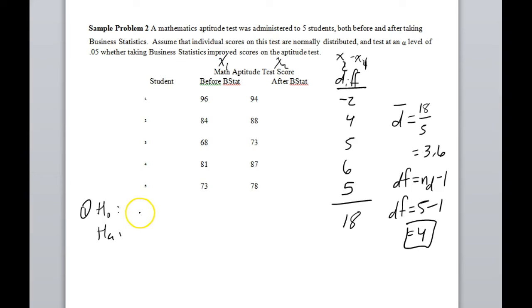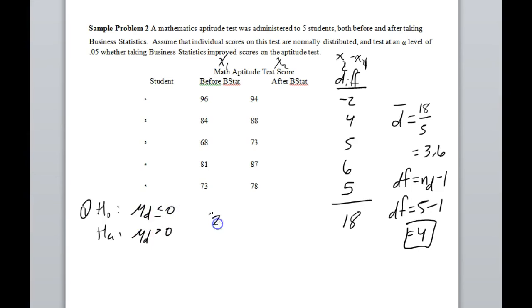All right. So a mathematics aptitude test was administered to 5 students both before and after taking business stats. Assume that individual scores on this test are normally distributed, and test at an alpha level of 0.05 whether business statistics improve scores on the aptitude test or not. So we want to know, did it improve scores? Our alternative hypothesis, we'll start with that, is that mu of D is greater than 0. And then the opposite of that for our null, our status quo, is less than or equal to 0.